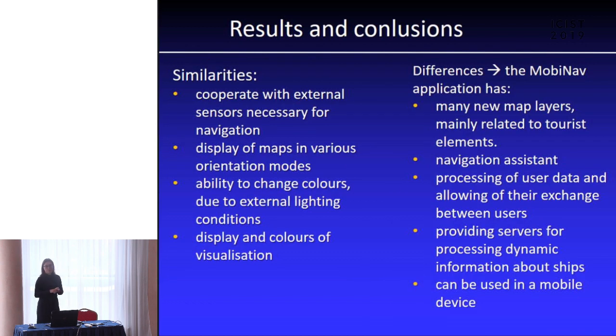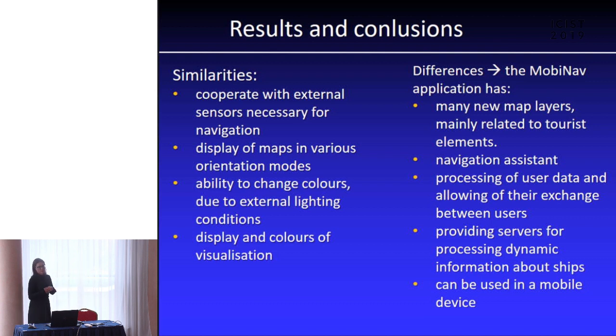And result and conclusion: when comparing 2 applications, you can indicate many common features. Both applications cooperate with external sensors necessary for navigation. Display of maps is similar, also the display of maps in various orientation modes. Ability to change colors due to external lighting conditions, and the display and colors of visualization are also similar because it is normal for seamen for navigation, for maritime or inland navigation.